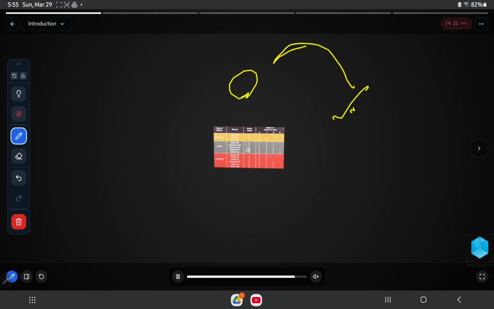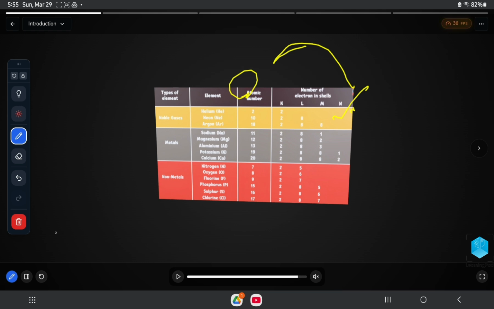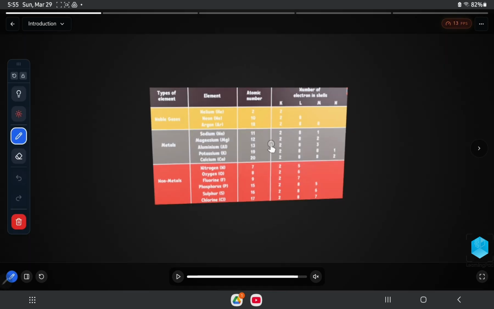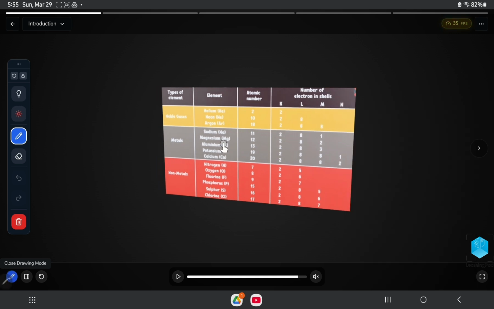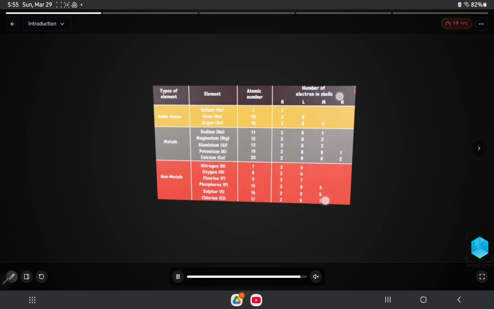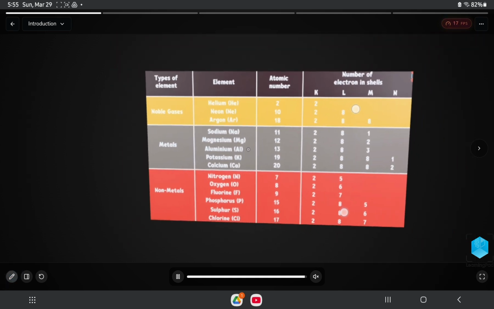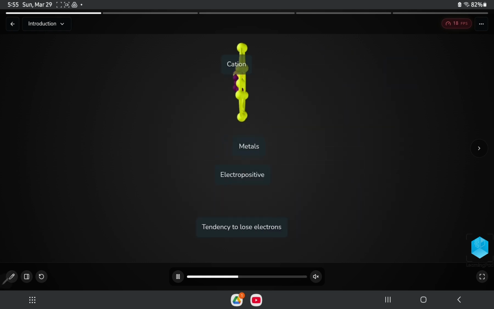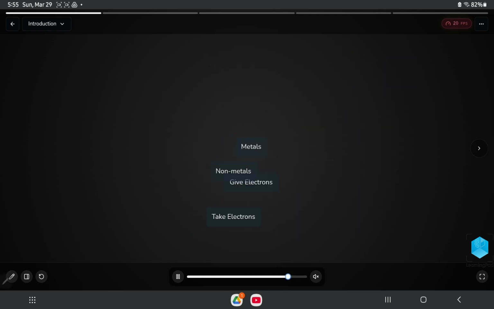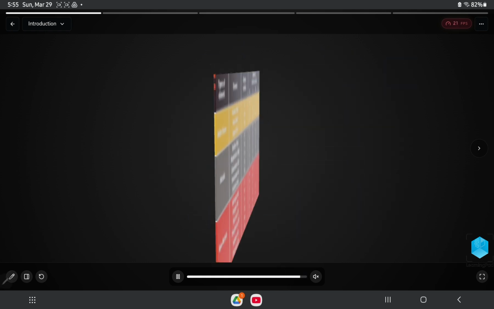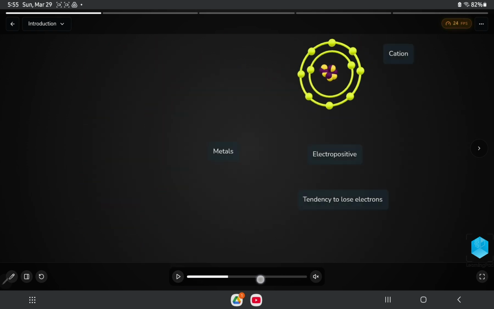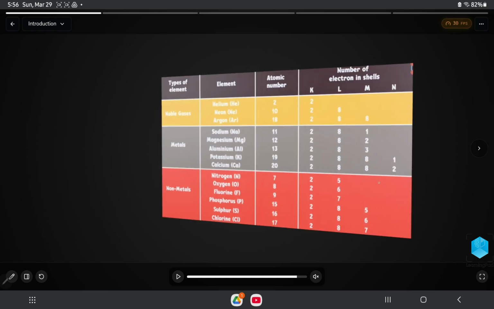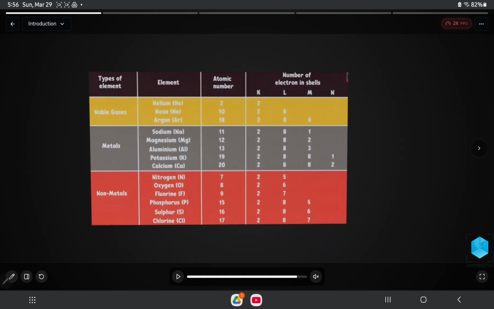Now, let us see the chart. Let us see this chart, how metals and non-metals combine with each other. So, here if we see this chart, let us zoom in, and the chart seems to be blurred. So, what we will do here is, let us flip the chart. Yes, here it is clear.